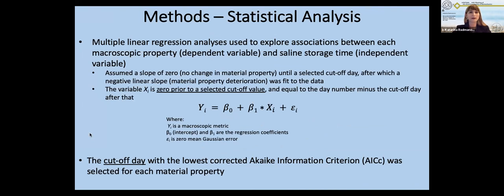The variable x sub i is zero prior to a selected cutoff value and equal to the day number minus the cutoff day after that. This multiple linear regression model with a cutoff is shown. The cutoff with the lowest corrected Akaike information criterion, or AICc, was used in the regression model for each material property. The AICc was used to evaluate the quality of each model.